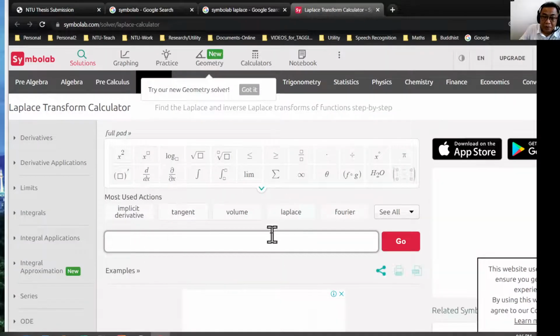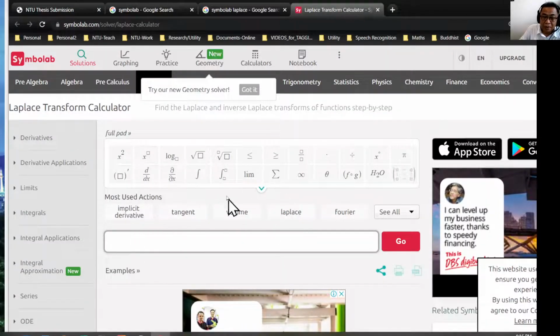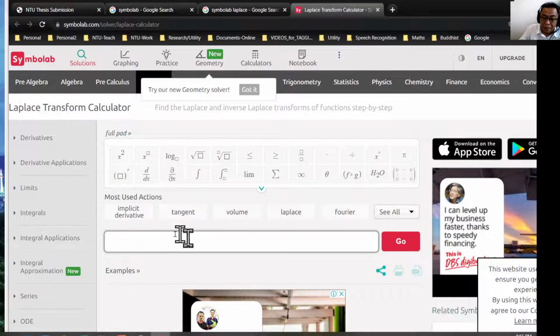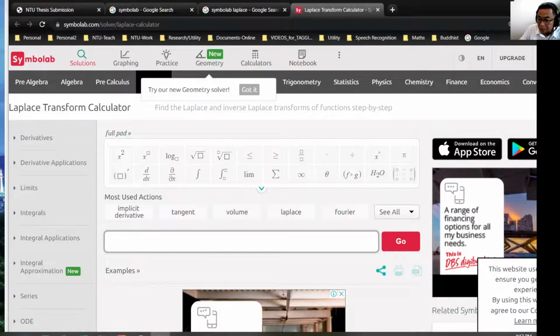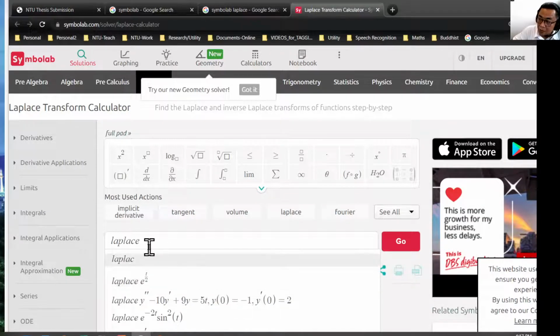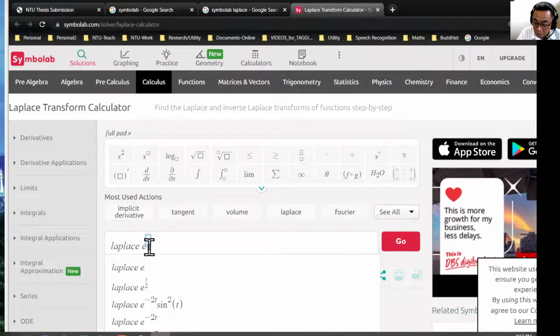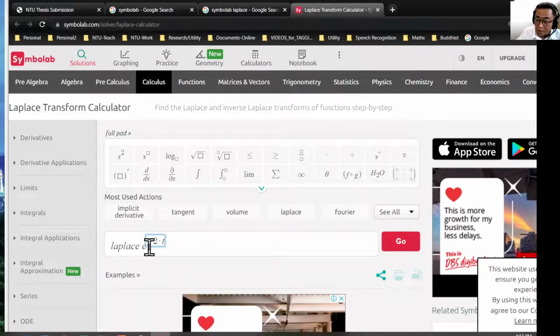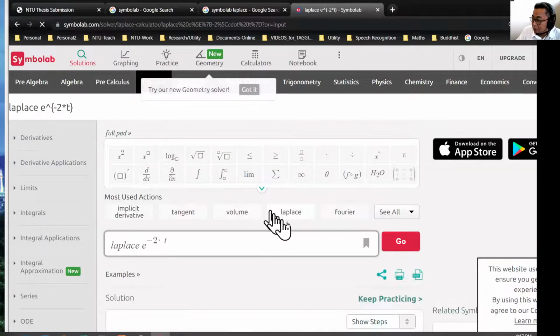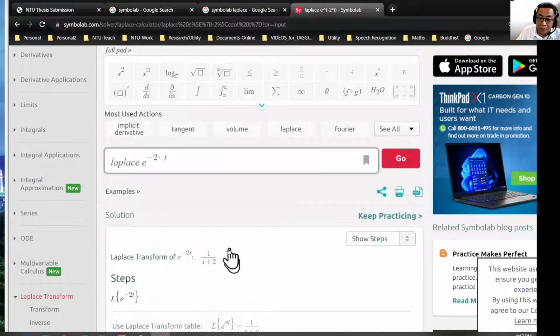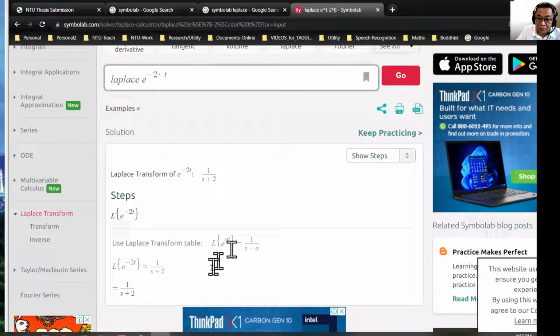You'll now be presented with this Laplace transform calculator, and you can enter your function here. To use it, you must type the command Laplace followed by the function you are interested in. For example, exponential of minus 2 times t. The answer should be 1 over s plus 2. Press go, and the answer comes out, 1 over s plus 2, over here. In fact, it shows you the working as well if needed.